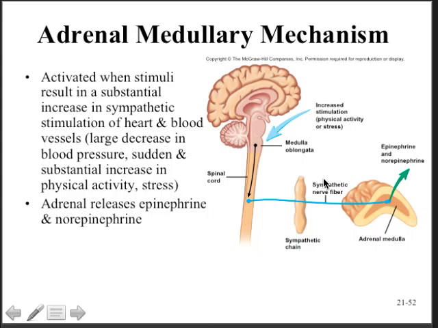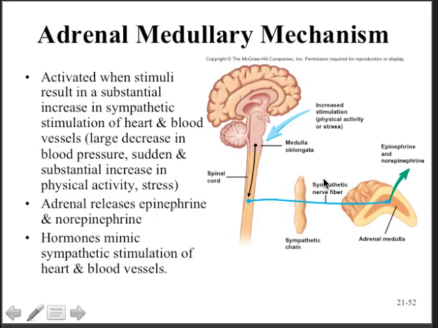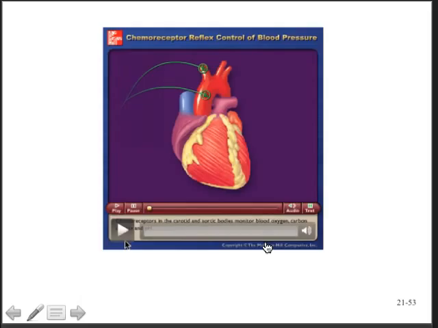Adrenal glands are going to release epinephrine and norepinephrine in response to innervation, and these hormones are going to mimic the sympathetic stimulation of the heart and the blood vessels. So what's going to happen is your cardiac output's going to go up, your heart rate's going to go up, and your stroke volume's going to go up. And in addition to that, we're going to see an increase in vasoconstriction as well. So let's take a look at how the chemoreceptors control blood pressure.